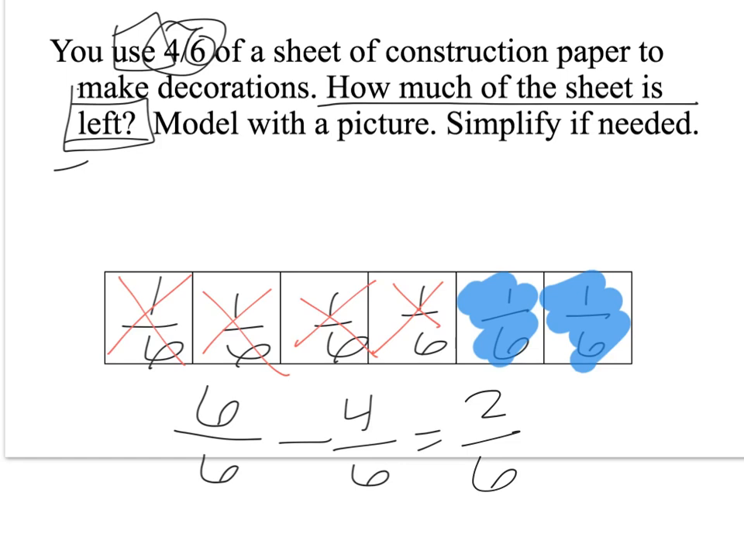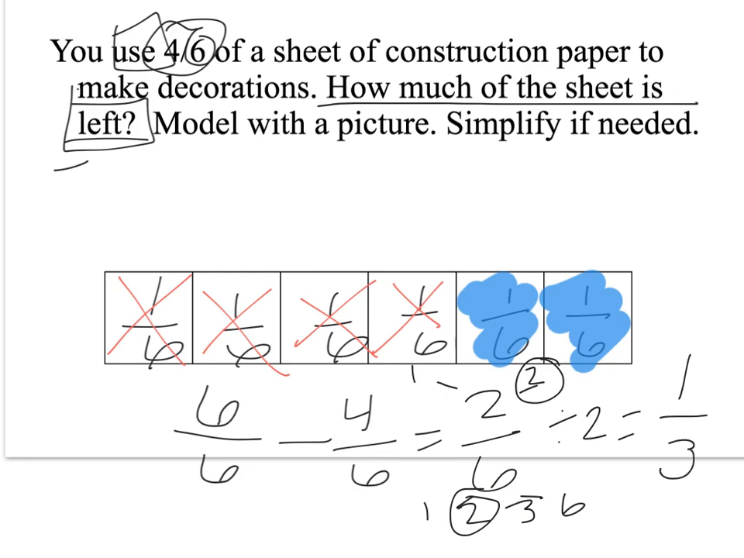I now need to simplify. Simplify means you use the greatest common factor of both the numerator and the denominator. So if I look at 2, I know that the factors of 2 are 1 and 2, and I know that the factors of 6 are 1, 6, 2, and 3. If I look at it, I can see that 2 is the greatest common factor. So that means I'm going to divide both the top and the bottom by 2. So 2 divided by 2 is 1. 6 divided by 2 is 3. So my answer is 1/3, in simplest form.